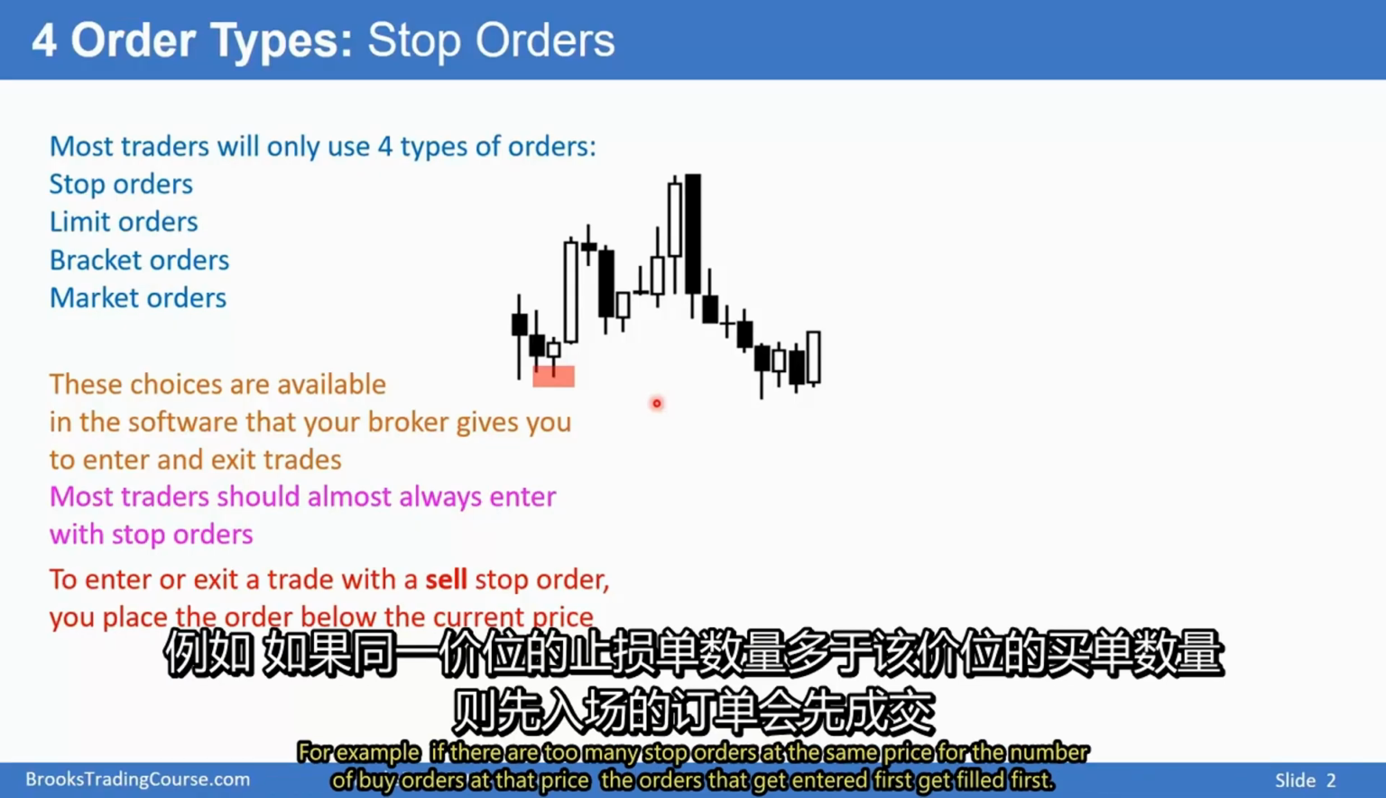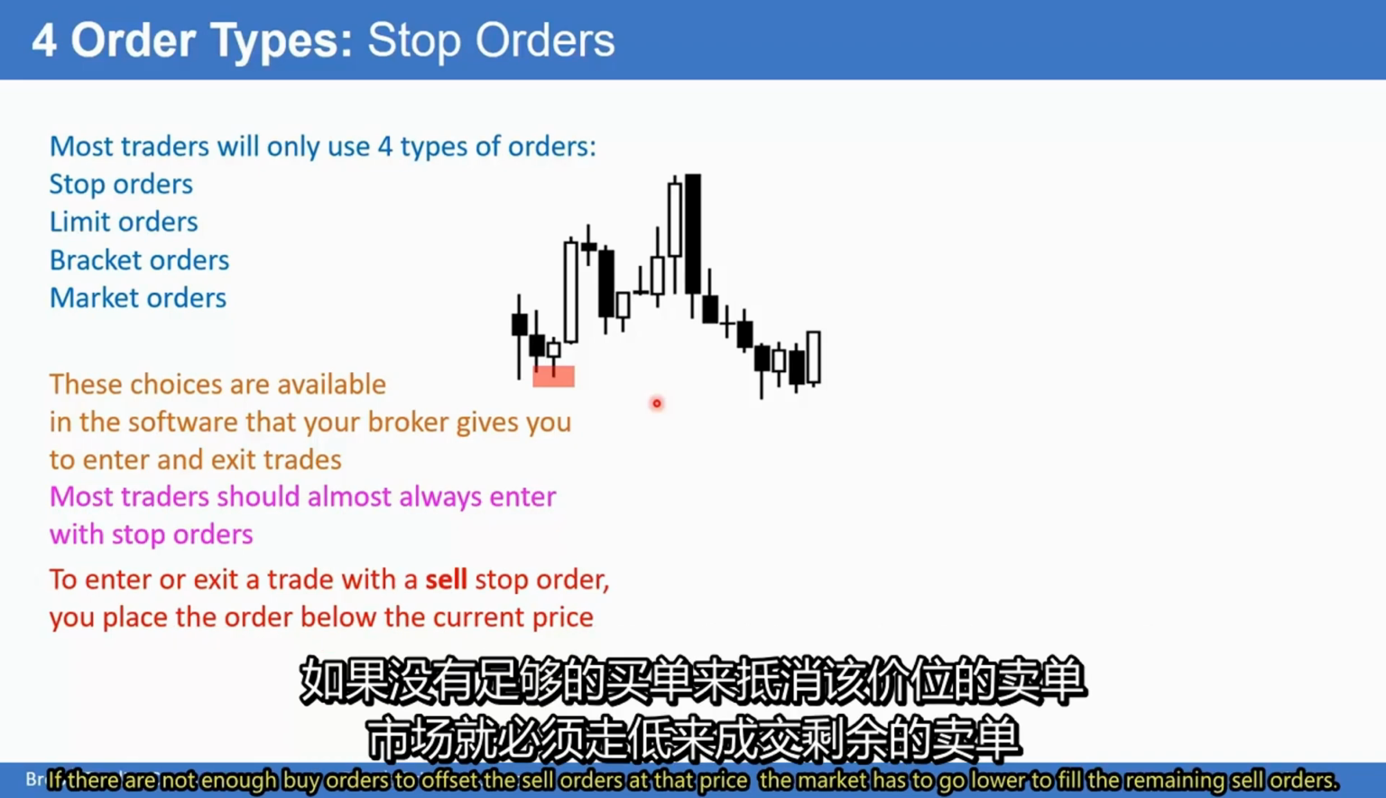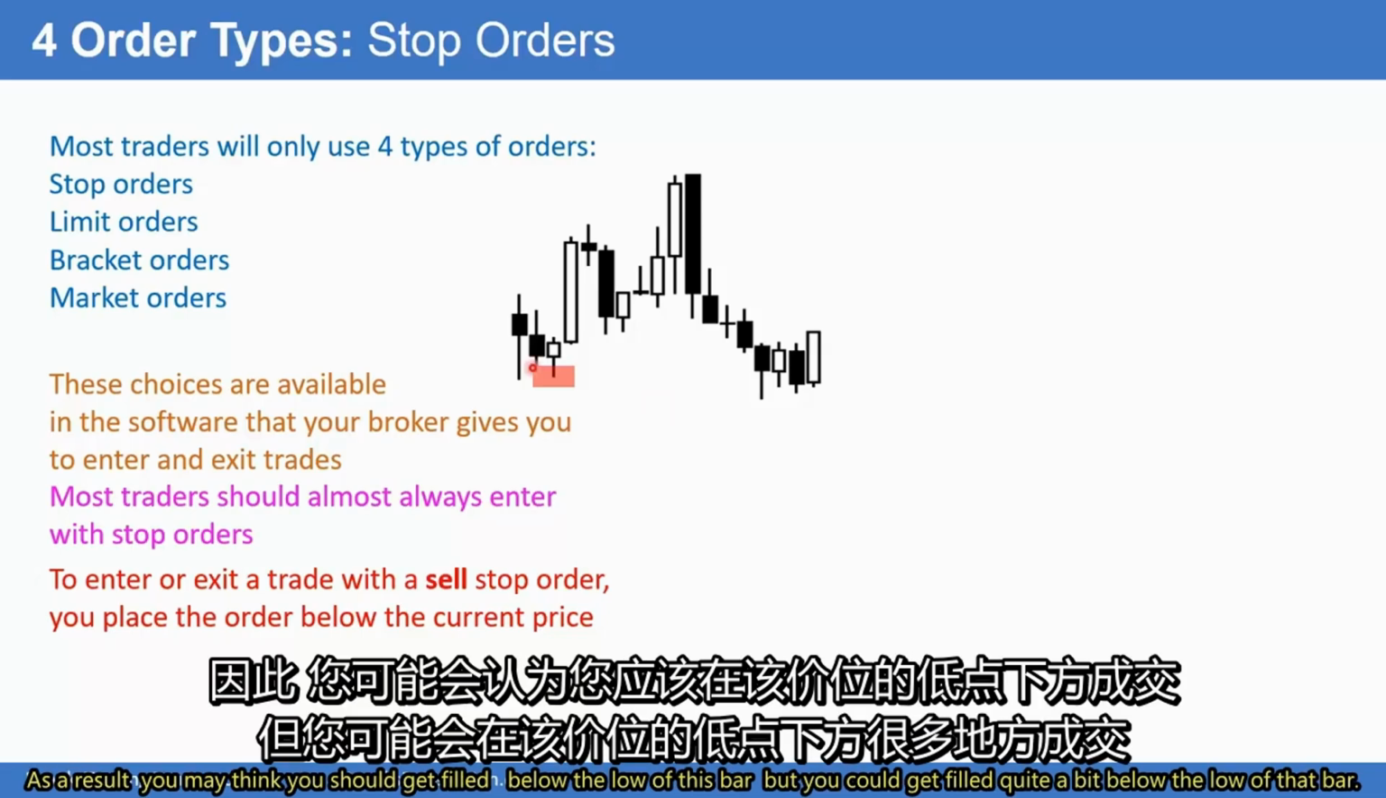For example, if there are too many stop orders at the same price for the number of buy orders at that price, the orders that get entered first get filled first. If there are not enough buy orders to offset the sell orders at that price, the market has to go lower to fill the remaining sell orders. As a result, you may think you should get filled right below the low of this bar, but you could get filled quite a bit below the low of that bar.